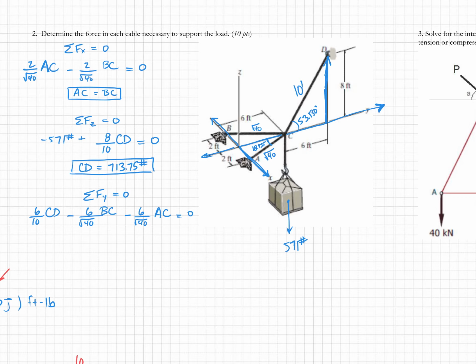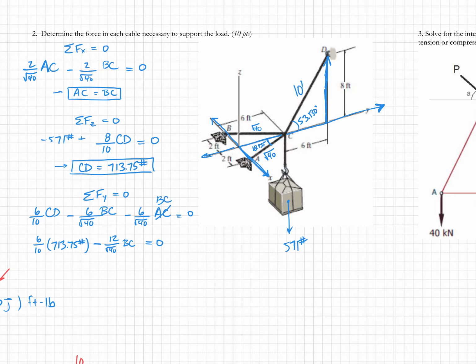What's cool here is we already know CD from right here, so I can plug that in. And I know AC equals BC, so I can get rid of one of my terms there. So in other words, I have 6 out of 10 times CD, which is 713.75 pounds, minus. Now instead of having 6 over square root of 40 BC and 6 over square root of 40 AC, I'm just going to turn AC into BC because they're equal. Now I've got 2 of those, so that's going to make it minus 12 over the square root of 40 times BC equals 0.